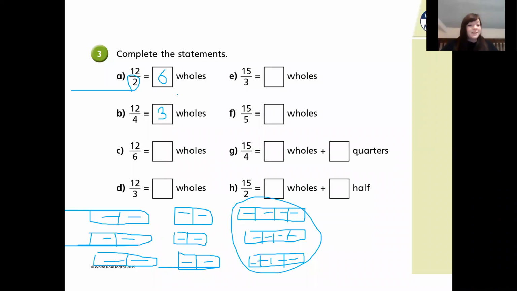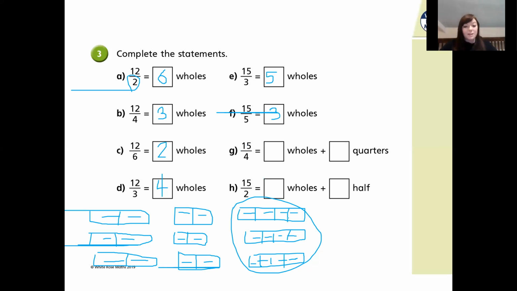Okay, 12 divided by 6 is 2. So here I would have 2 wholes. 12 divided by 3 is 4. So 12 thirds is 4 wholes. 15 divided by 3 is 5. So 15 thirds equals 5 wholes. 15 divided by 5 is 3. So 15 fifths is 3 wholes.